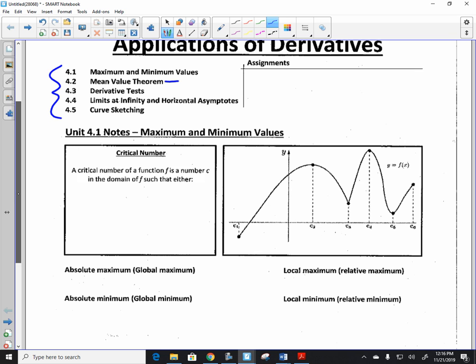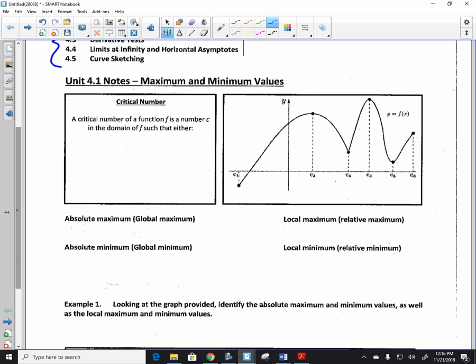Okay, so we start with the idea of a critical number. A critical number of f is a number c in the domain of f such that either f prime of c is equal to 0 or f prime of c does not exist.